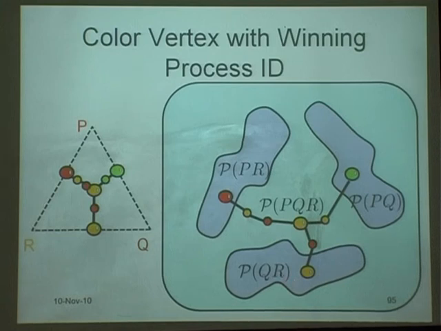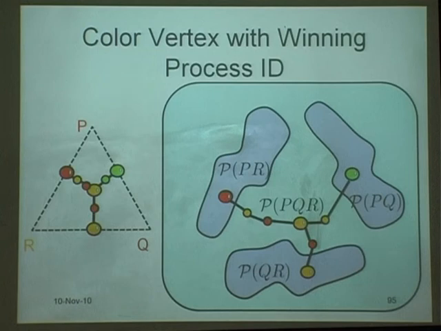Now it's not too hard to see that, for example, this vertex maps over here where P and R are the only processes executing. So the only inputs you see are P's input and R's input, so the color you choose has to be either P or R. Continuing this way, we can see that the coloring this inherits from the decision values over here is a Sperner coloring on the truncated subdivision.